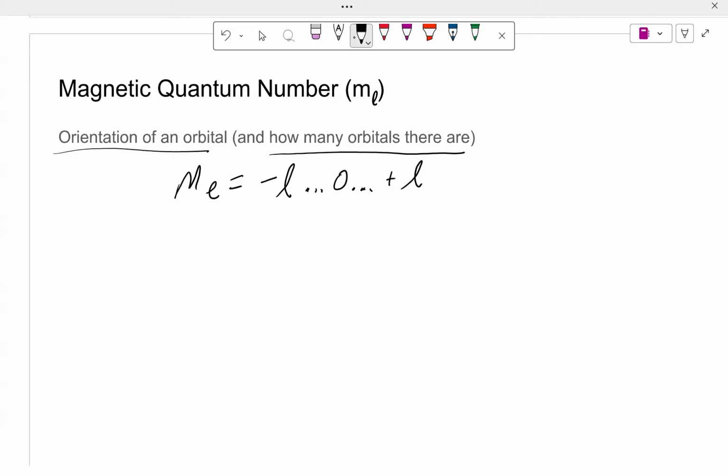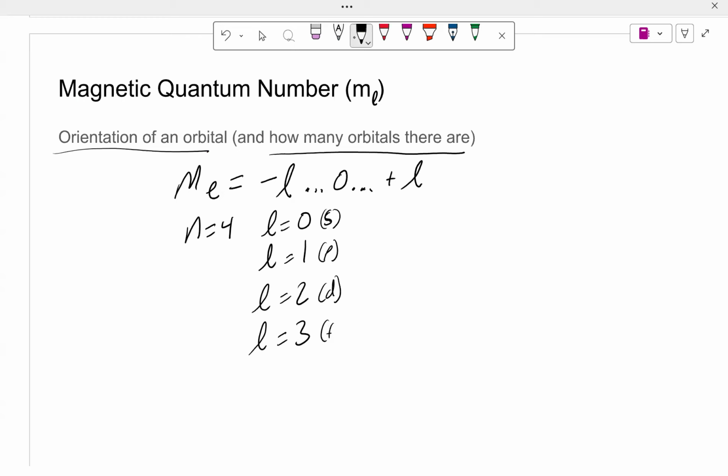Now, let's do an example here. If n equals 4, what are the possible values of L? So go back a couple of pages. L can be 0, 1, 2, or 3. And again, just to review, 0 meant S, 1 meant P, 2 meant D, and 3 meant F.